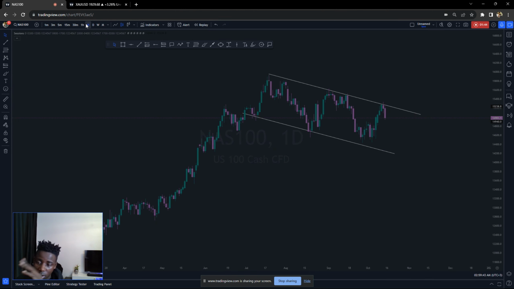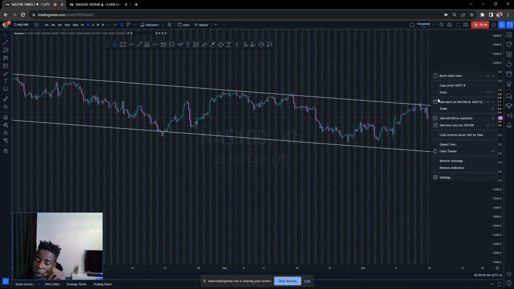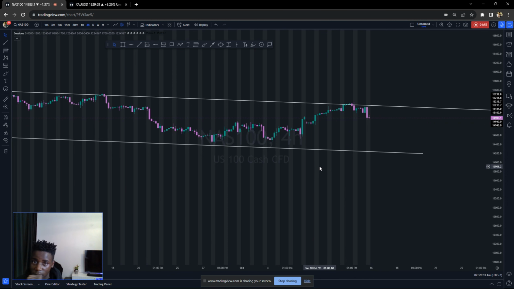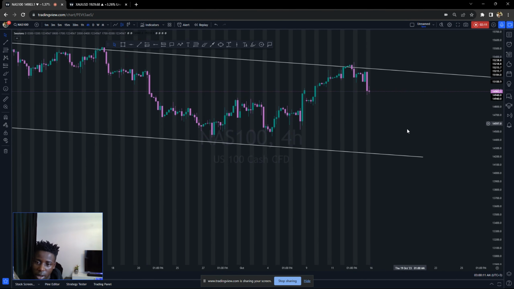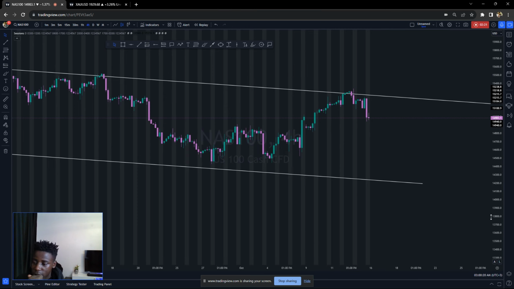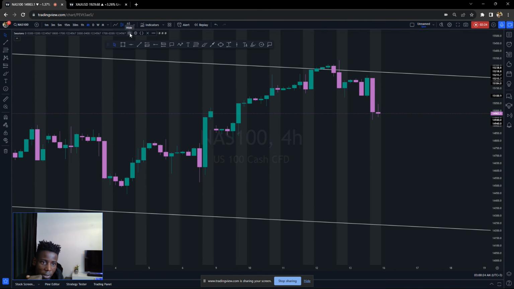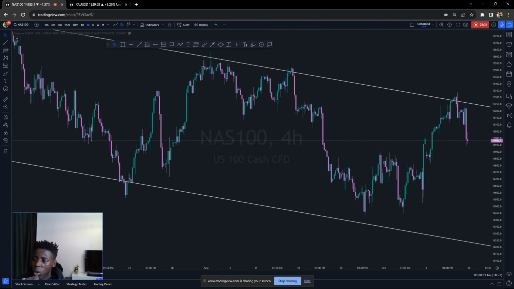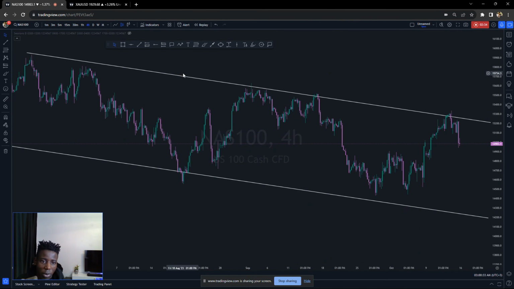So when you drop down to the 4H, I will first remove these session breaks and those lines that you're seeing. This is a session indicator, and you can go to indicators, search session, so that you can get to know what session for NASDAQ 100 has already started. On the 4H, draw your key zones, and those are the support and resistance.